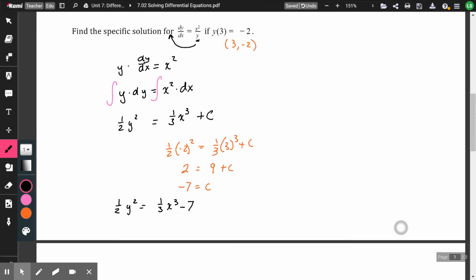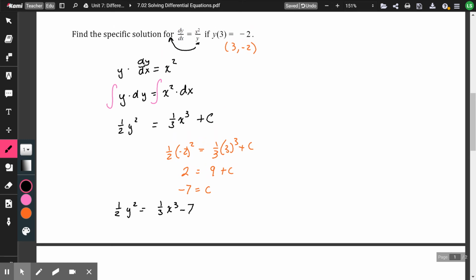So now we're going to go and actually solve for this y value. The first thing I'm going to do is multiply everything by 2. So I get y squared is equal to 2/3 x to the third minus 14. And then I'm going to square root that entire expression. And when you square root, we get a plus or minus square root of 2/3 x to the third minus 14, all in that radicand.